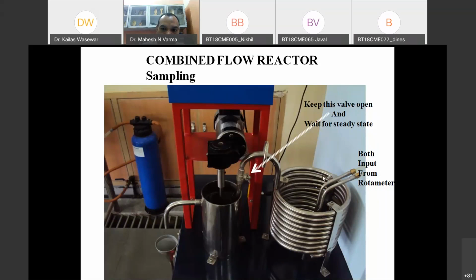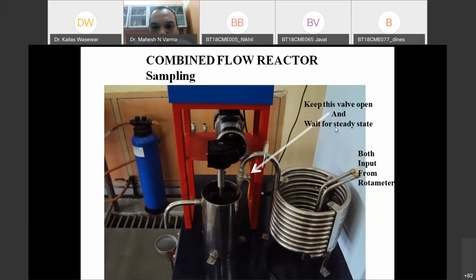So some reaction is happening in the plug flow reactor. Then this output of the plug flow reactor is given to the CSTR, continuous stirred tank reactor, and then some reaction will happen in the CSTR, and then you will get output from the CSTR. So you need to wait for steady state.